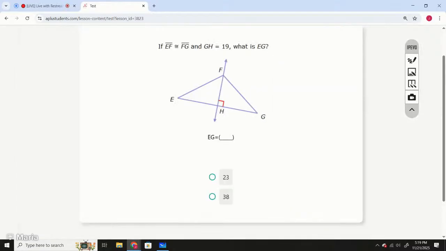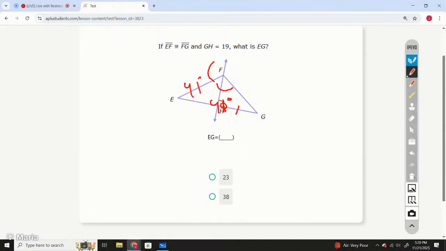If EF is equal to FG and GH is 19, what is EG? If GH is 19, then EG is double of 19. Why? Because AG and EH are also equal in length. If AG is 19, then EG is also 19, and from here to here it is 38. Option number 2 is the correct option. Got it?